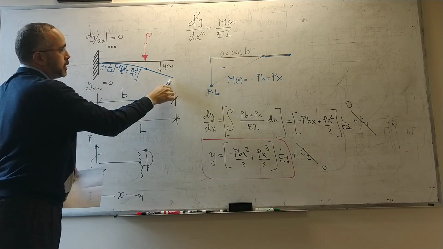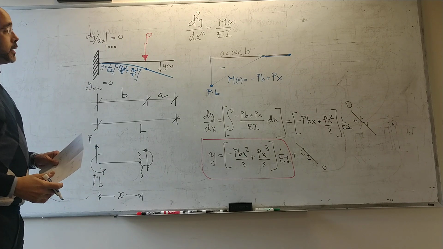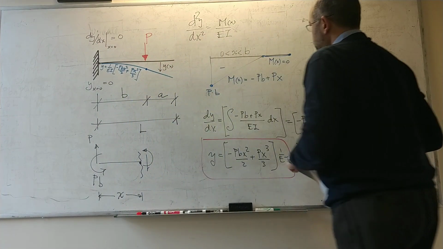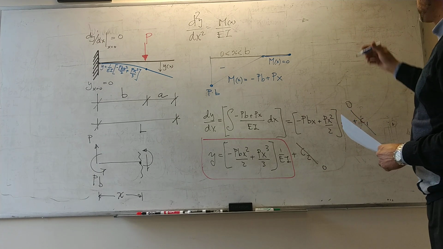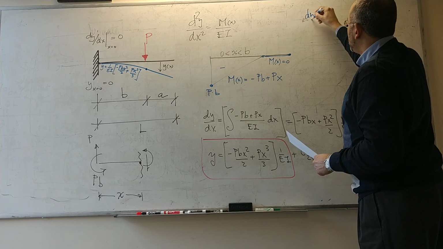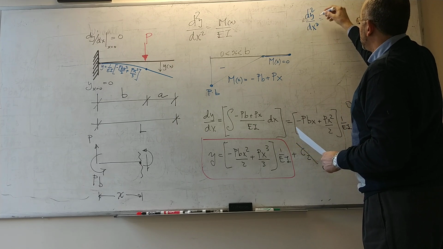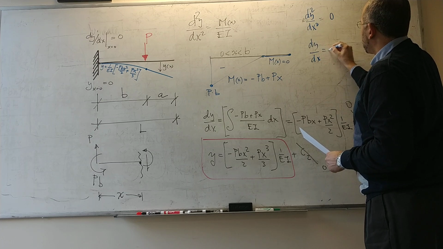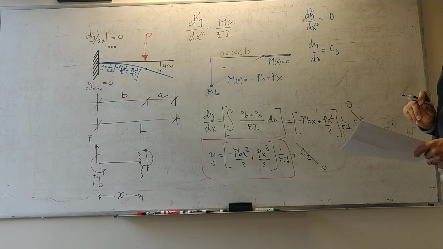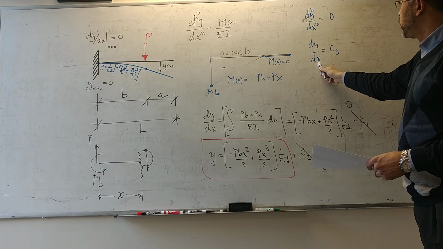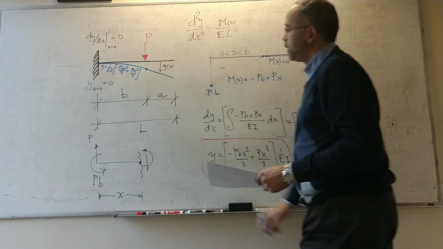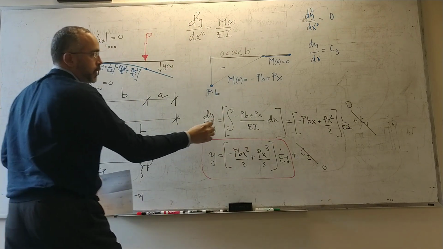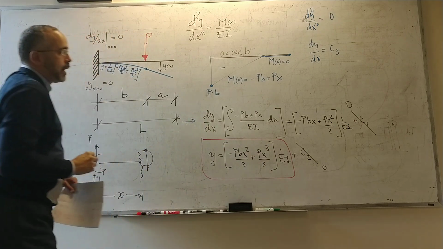Now that equation is not valid in this range, but we can find it. We know that in this range, the moment is 0. And so when we do dy/dx, we basically get dy/dx is a constant. Now what's the meaning of that constant? That constant is the slope at x equals b, right? So we can easily get that by evaluating this equation right here for the slope at x equals b.